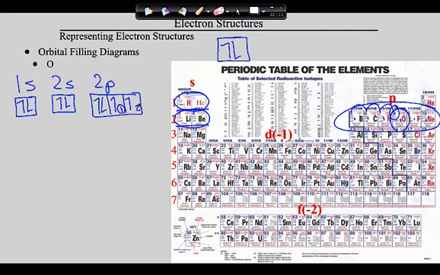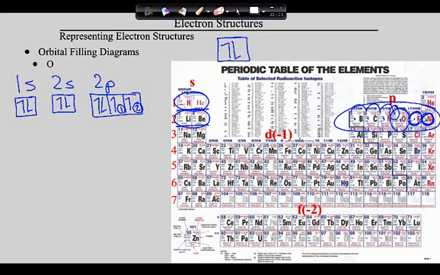we have 1, 2 empty spaces. And if we look over in the 2p, we will see that oxygen is 1, 2 boxes short of the end of the 2p, meaning that those 2 empty spaces represent the 2 boxes that we're short of the end, meaning that we did this one correctly.